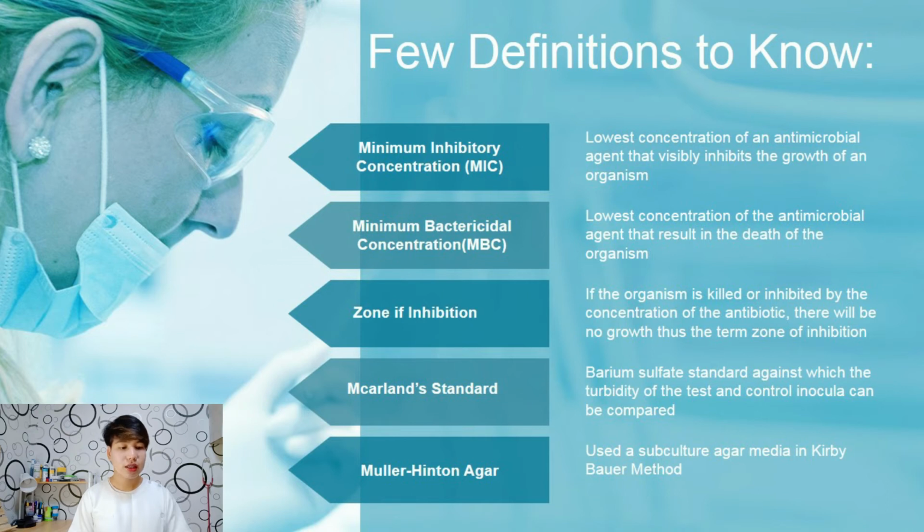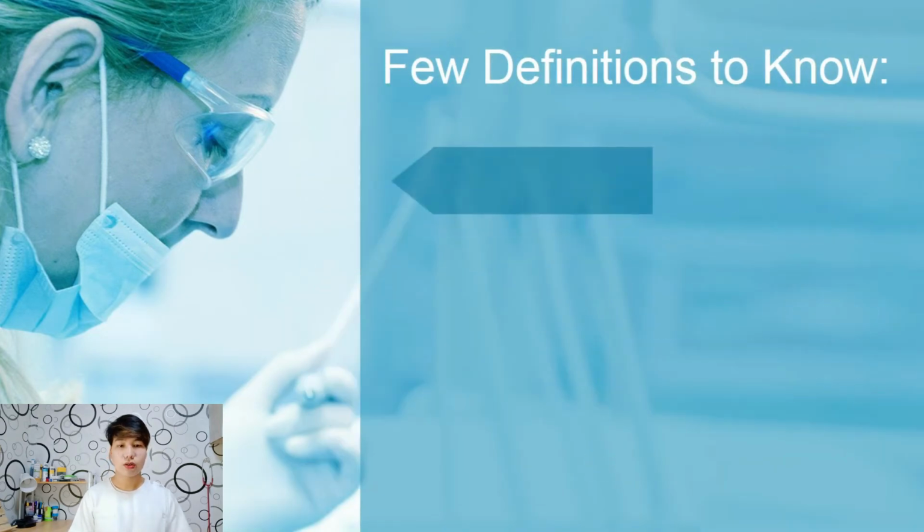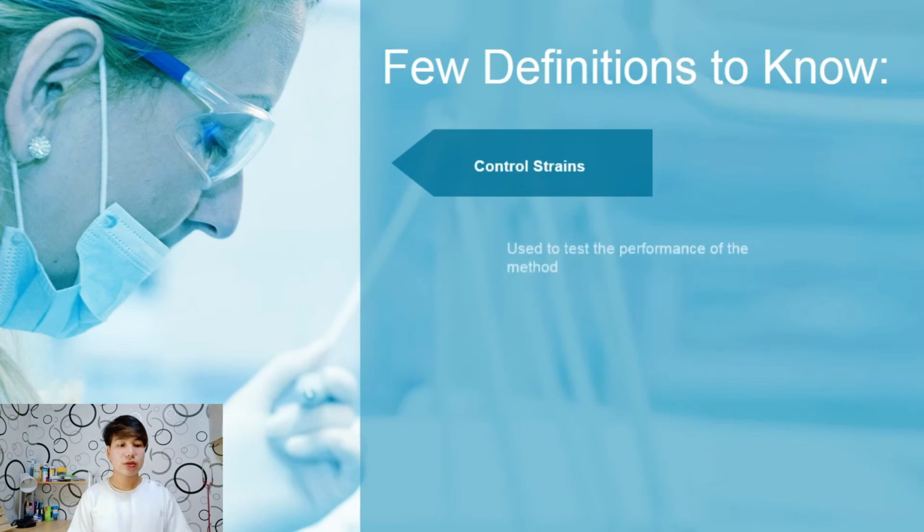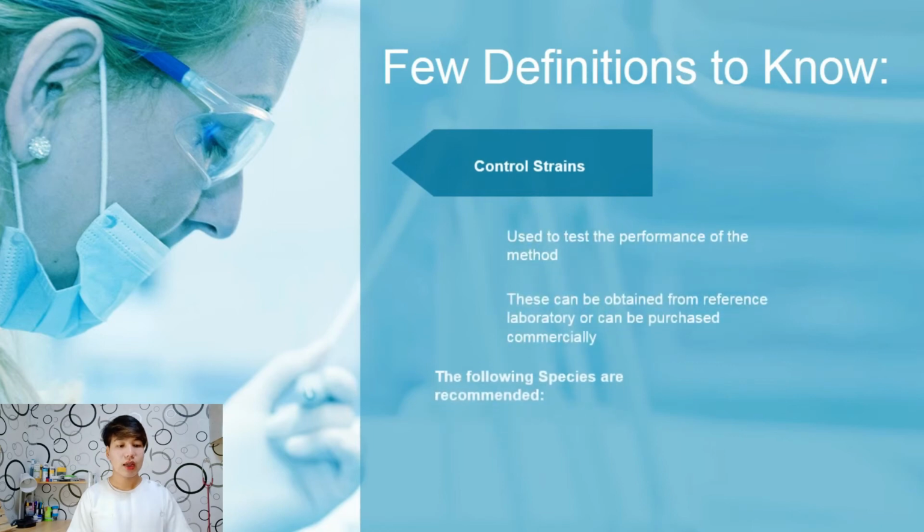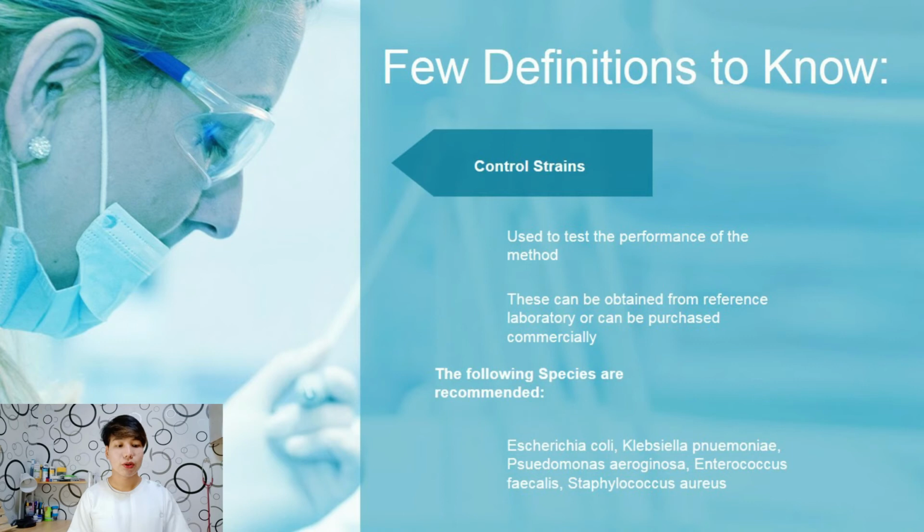In such case that the standard is more turbid than the suspension, you may add more colonies to the nutrient broth. MHA or Mueller Hinton agar is used as a subculture agar media in the Kirby-Bauer method. And lastly, the control strains. This is used to test the performance of the method. This can be obtained from reference laboratories or can be commercially purchased.